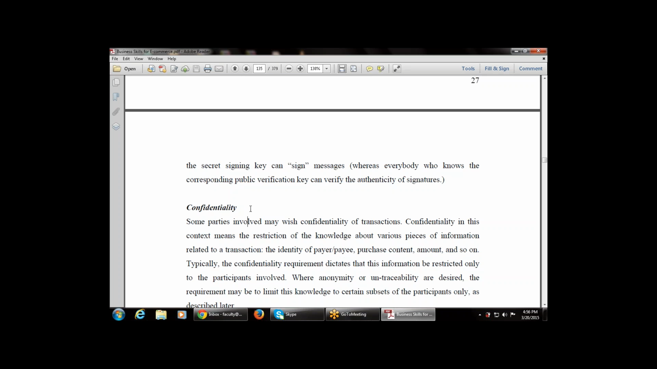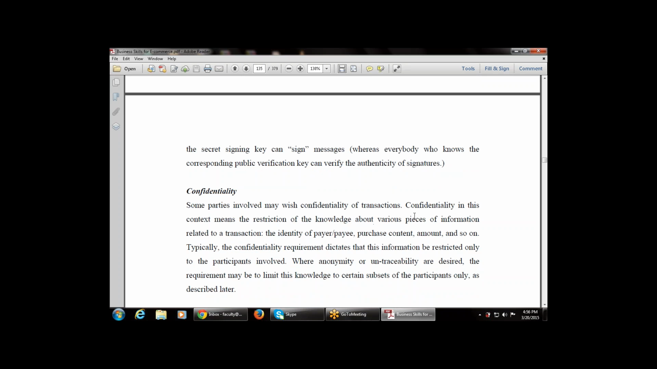Some of the parties involved may wish confidentiality of transactions. Confidentiality in this context means the restriction of knowledge about various pieces of information related to the transaction. The information that is very important to the transaction is kept secure and confidential, so that no person except the owner can check the transactions.